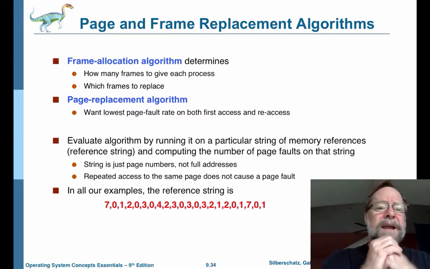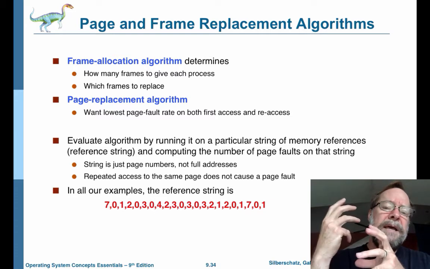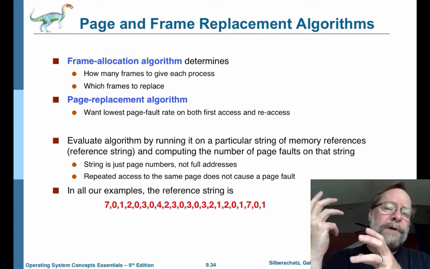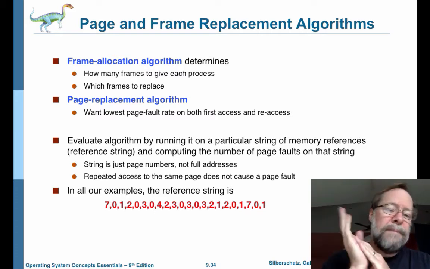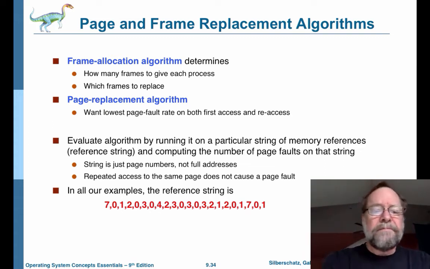And we'll also look at frame allocation algorithms, which basically, when a process comes into play, how many frames do you want to allocate to it? We can actually have that be static or dynamic, by the way. All right, so let's talk about the page replacement algorithms first.